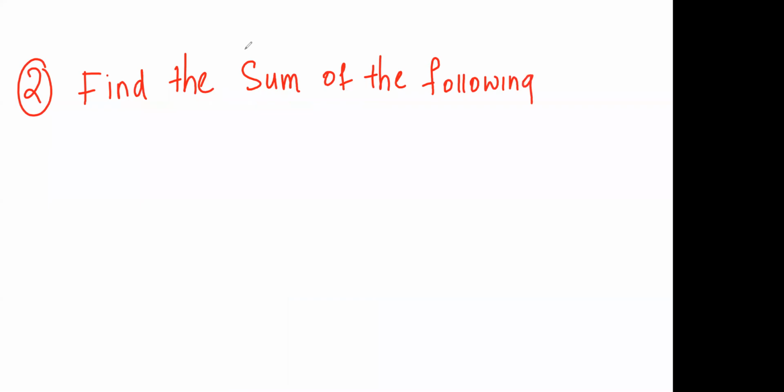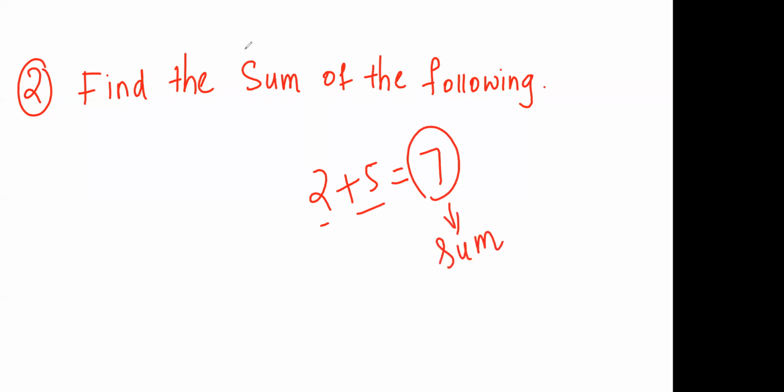Find the sum of the following. Sum means what, children? I have already explained. The answer which you get after adding numbers is called sum, right? See, suppose I have taken two numbers, 2 and 5. I am adding these two numbers. What is the answer you will get here? It is 7. So the answer after you add two numbers is called what? Sum. So the sum of 2 and 5 is how much? 7. The sum of 2 and 5 is 7.